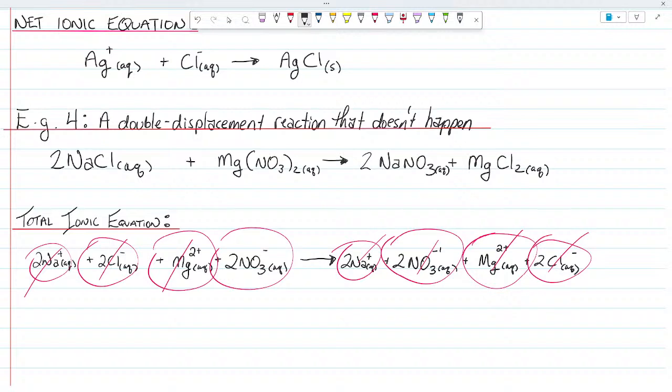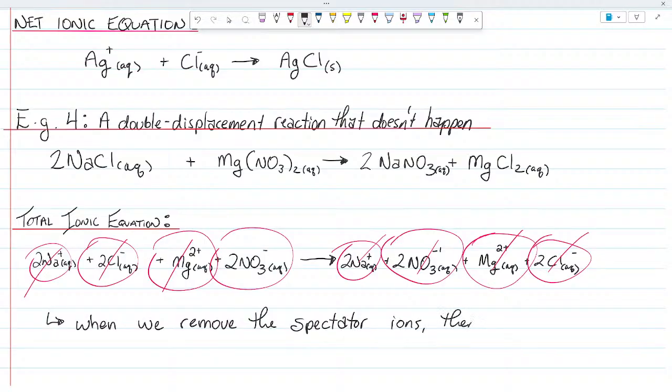So, when we remove the spectators, there's nothing left. We get the null set. And that's why we said, if everything is just soluble in a double displacement reaction, then there's no reaction. Because there's literally no reaction. Nothing happens. Nothing changes. And a reaction is when things change. No change here.